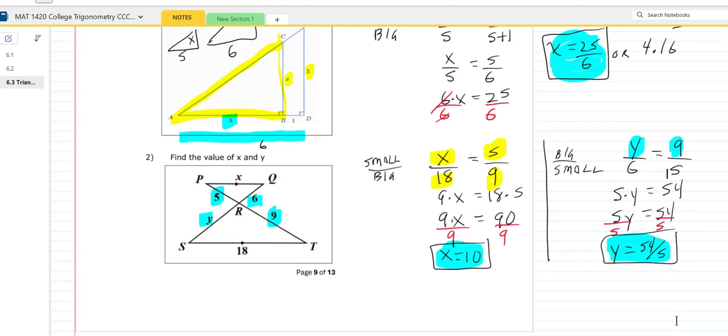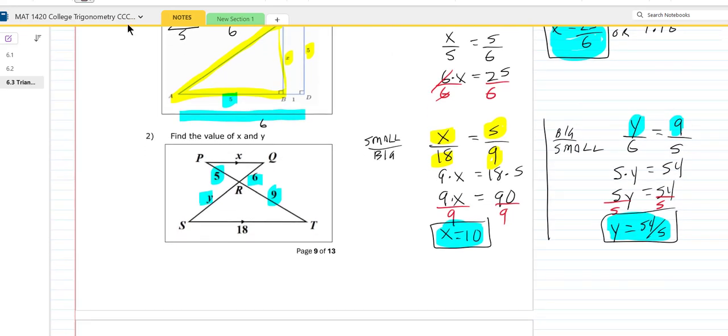Just a couple of things that are worth mentioning on this, I'm going to do something on my calculator here. So we ended up with x being 10, and we ended up with y being 54 over 5. So if you put all these things together, you would have 10 relating to 18. You would have, let's see, the 5 relating to 9. And then we would also even have this. We would have the 6 in the small triangle relating to the 54 over 5.